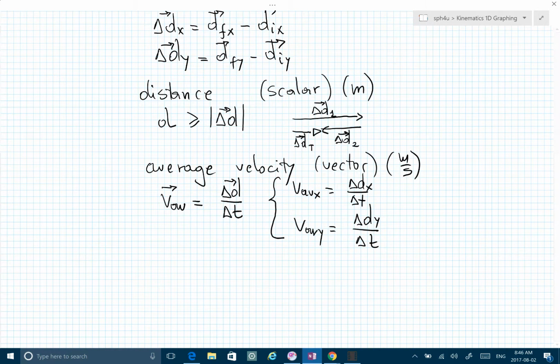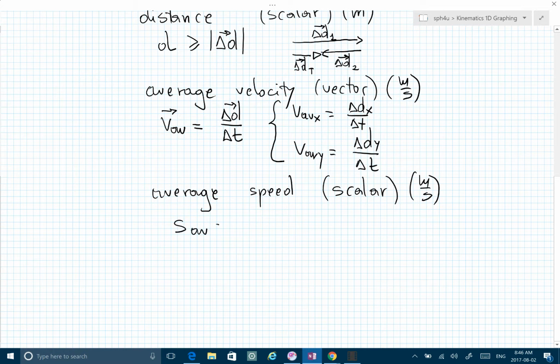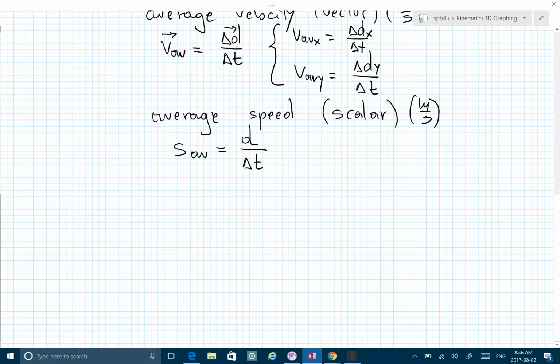By the way, guess what happens if we work in 3 dimensions? We just add the z component as well, but in grade 12 physics we won't do that. You may do that in calculus though. Once we define average velocity, we have average speed. We won't use it much, but it's nice to know. It's a scalar quantity. The units are still meters per second. However, average speed is the ratio of the distance traveled over time. And there's no need to talk about components here.